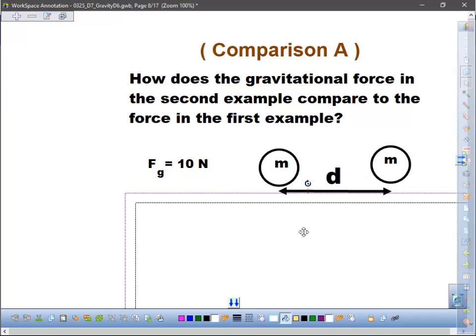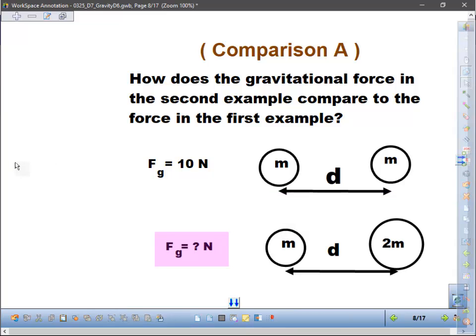Now, to use arrow math, we always have to compare at least two different situations. So here is our second example. Here the first mass M1 is still m, not changed. The distance between them is not changed, it's still d. And then look at this. Now mass 2, you see, is twice what it was before. So this is the thing that's changed.